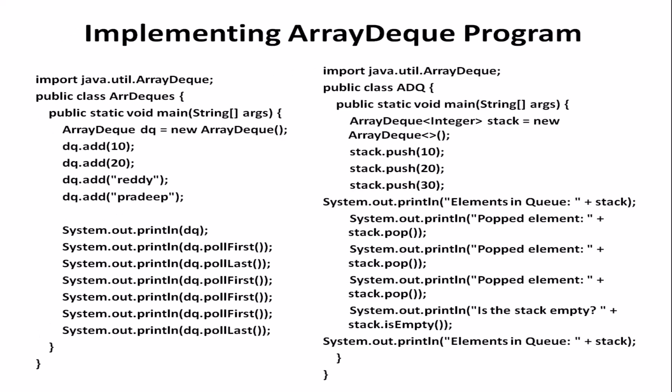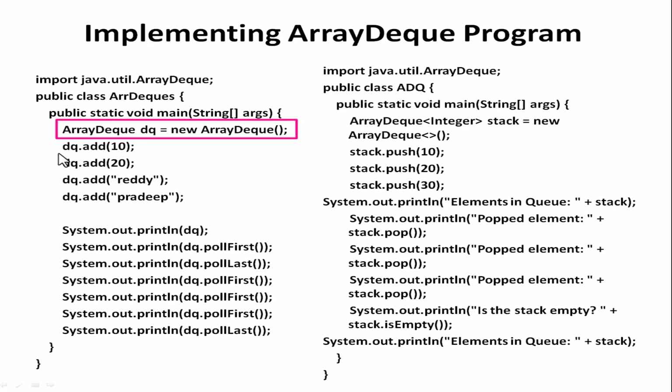Next, implementing the array deque program. Here we are going to add different combinations, the same things which we have added. If you notice, here we have not used the less than and greater than symbols. This will also work, but it is going to insert mixed kinds of data, so it is going to show a warning, because you have added a different kind of data set.